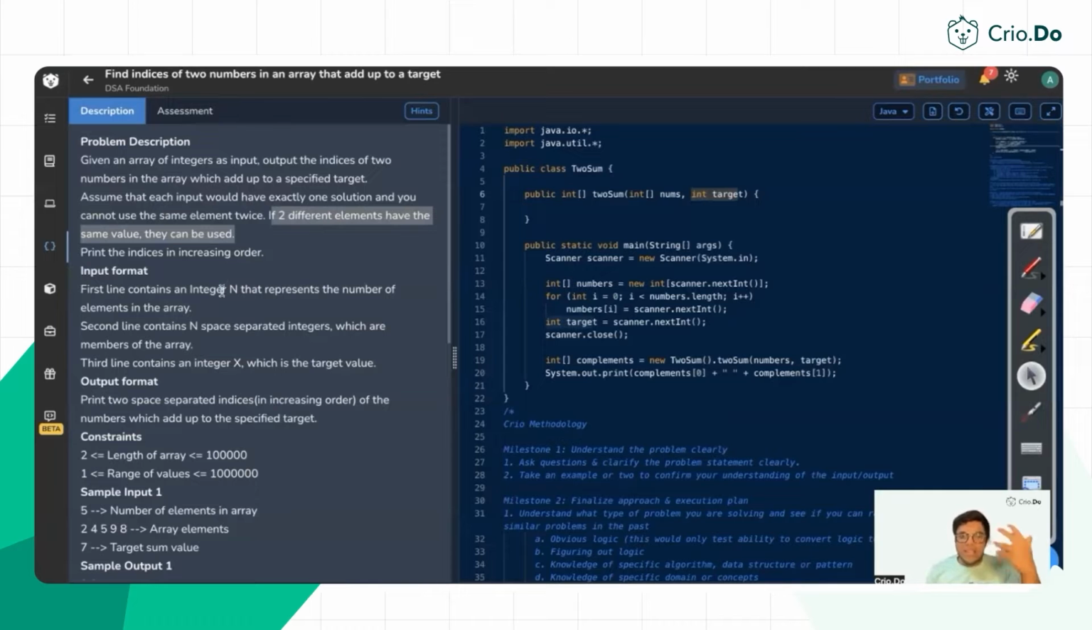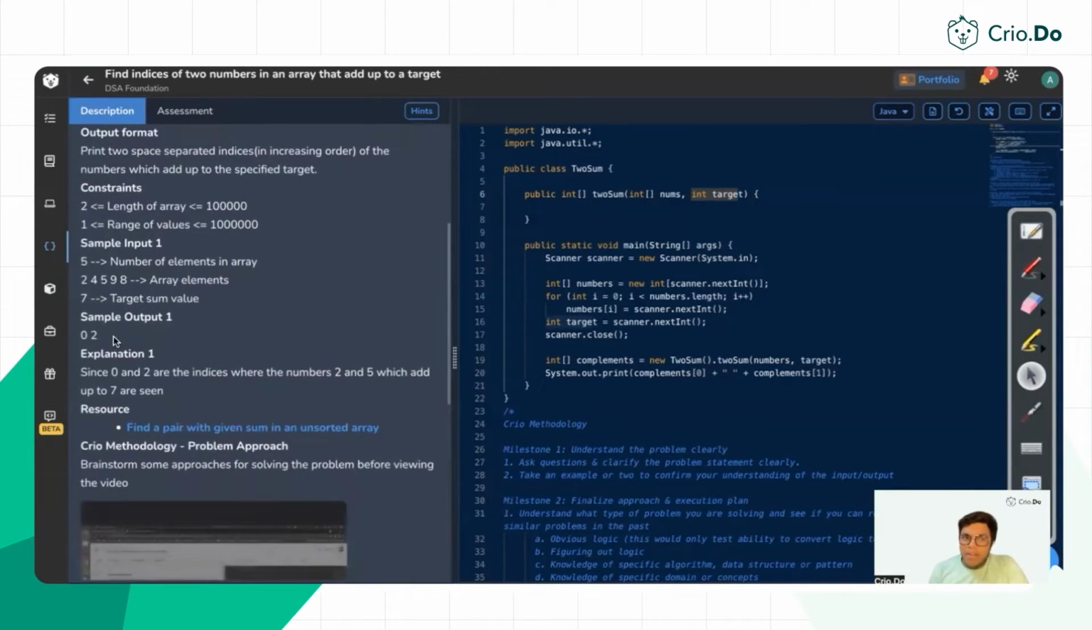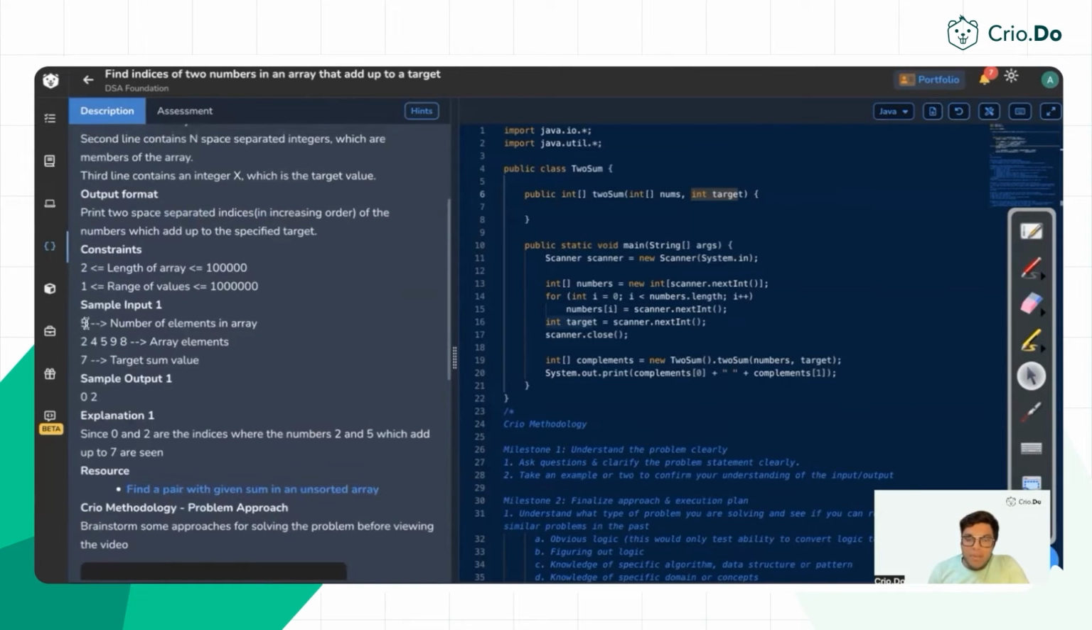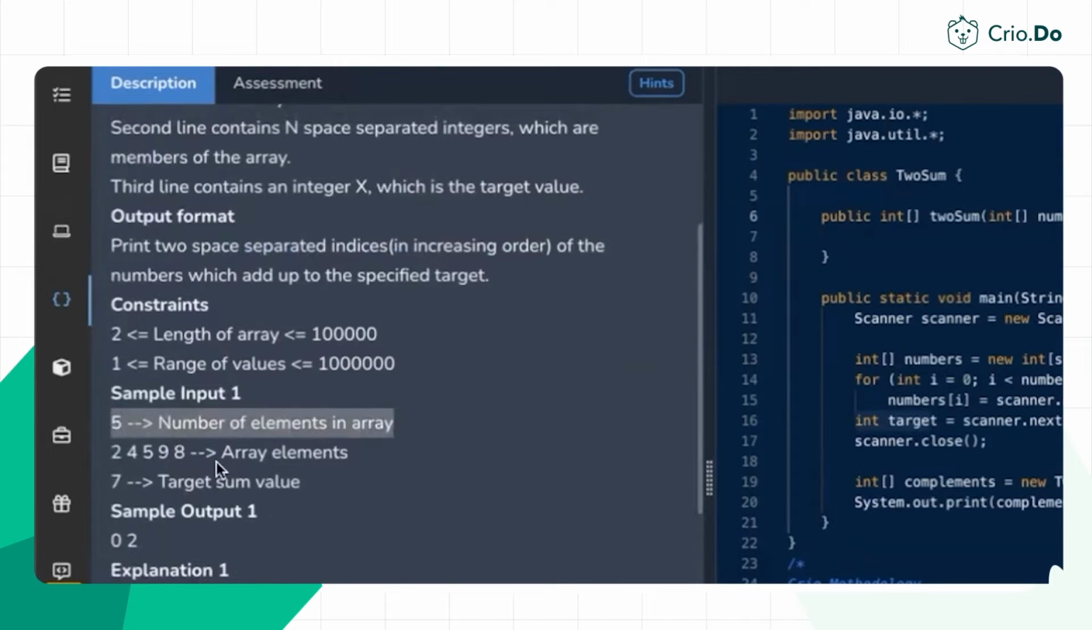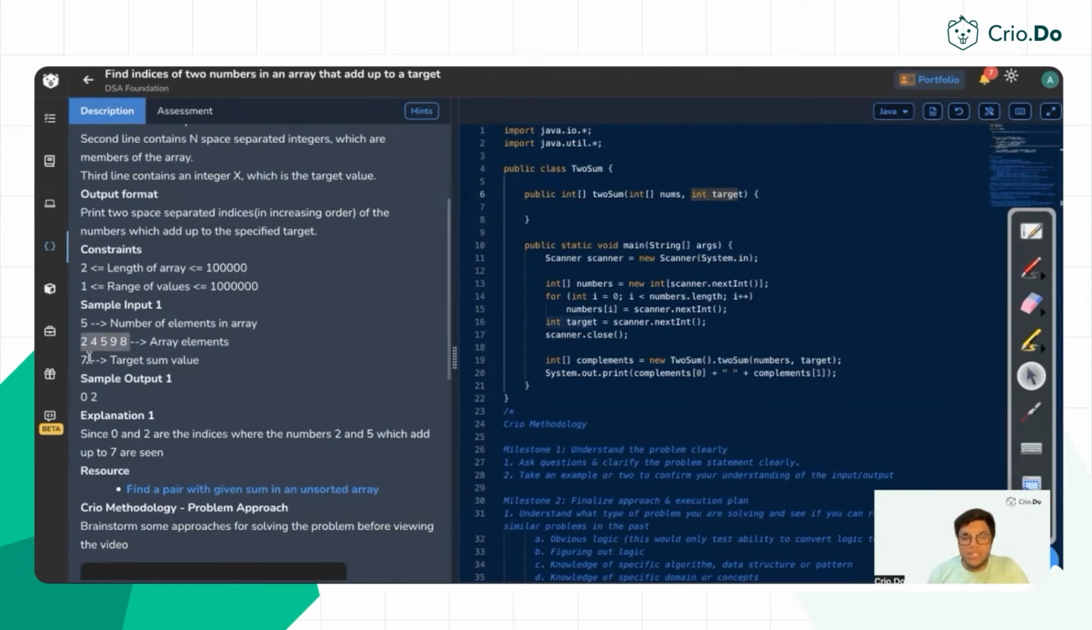So let's assume some example input is given. Let's take the sample input itself. The sample input has 5 elements. The elements are 2, 4, 5, 9, 8. As you can clearly see in the sample input, there is no particular order of the values. The input values can be in any order in the array, so it is an unsorted array which is given to us. And the target value is the third input, which is 7 in this case.